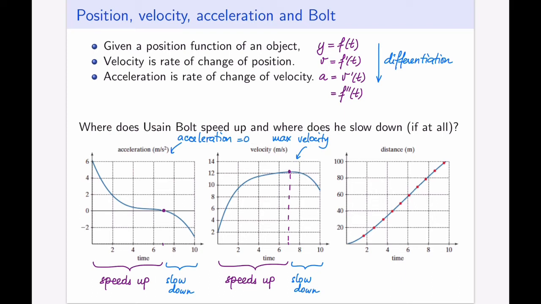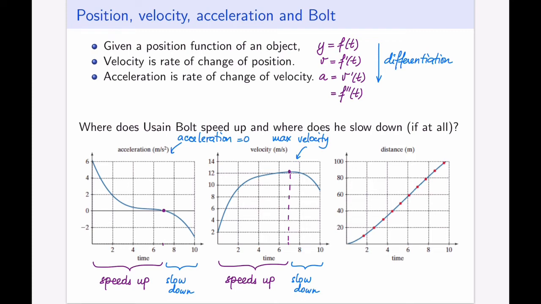Now, in general, each one of these graphs will be useful for its own purpose. In this particular example, seeing where the runner is accelerating or slowing down, the distance graph was likely least useful because it was least representative of the situation. And the velocity and acceleration graphs provided much more rich and meaningful information.